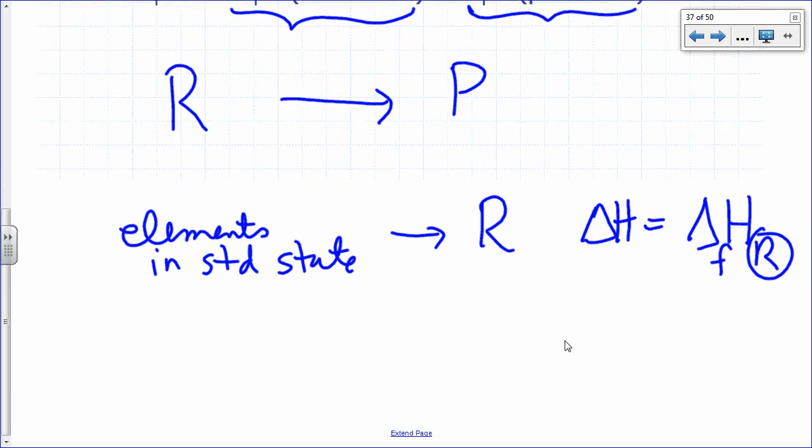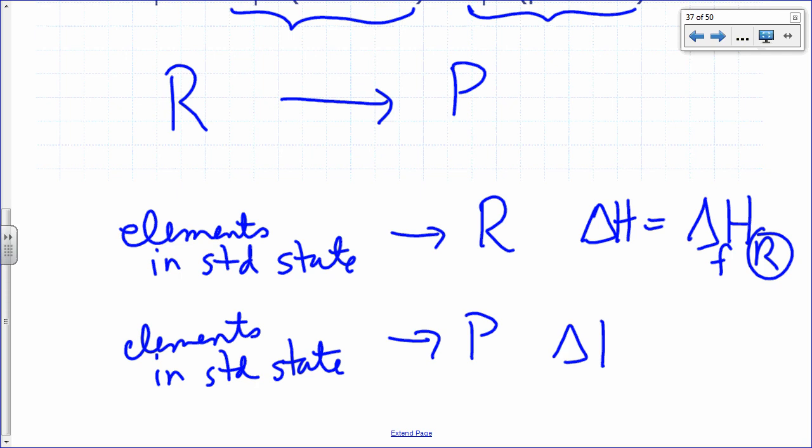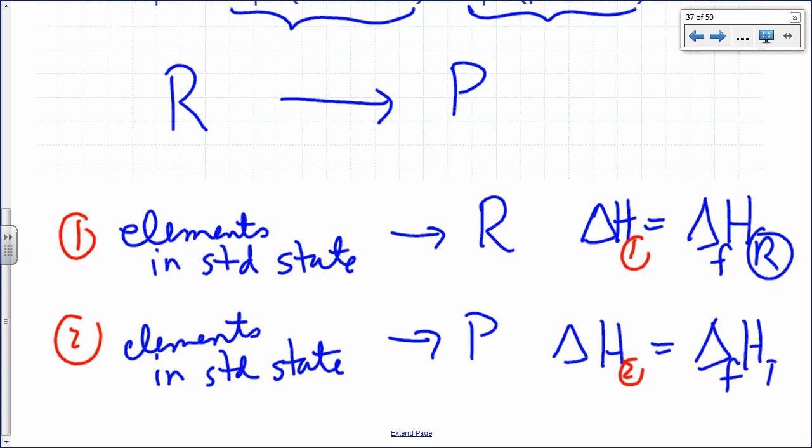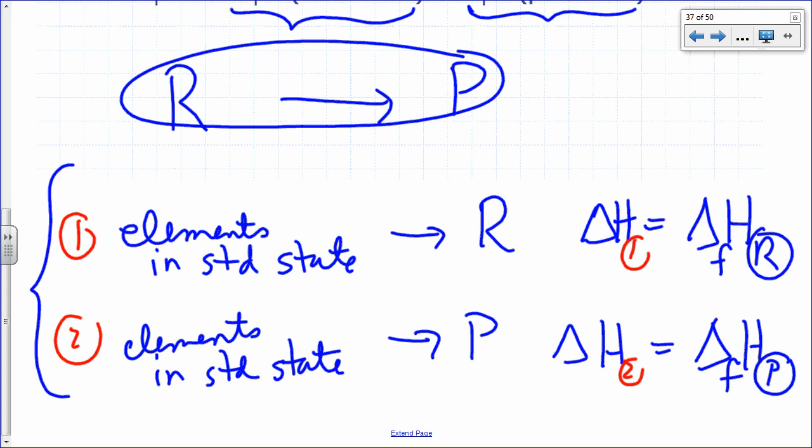If I have elements in their standard state and I want to change it to products, what's the delta H for this? So let me call this reaction 1, reaction 2. What's the delta H for this one? This would be the delta H formation of the product, right? So how do I use Hess's law to manipulate these two equations so I can get my overall equation, the equation I'm interested in? What would I have to do with equation 1? I have to flip equation 1, right? I want reactant on the left side, so I have to flip equation 1.